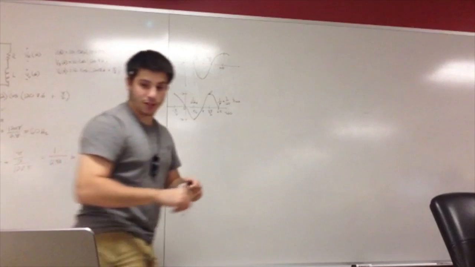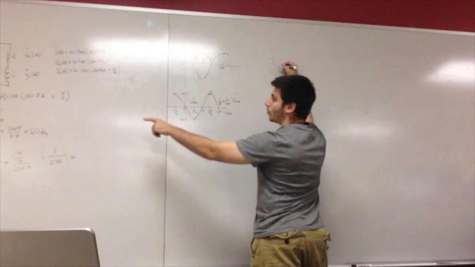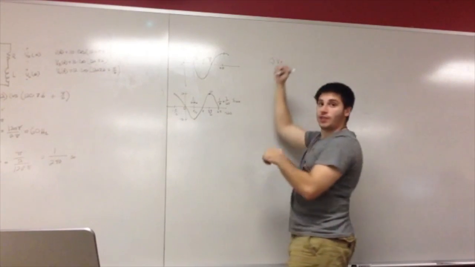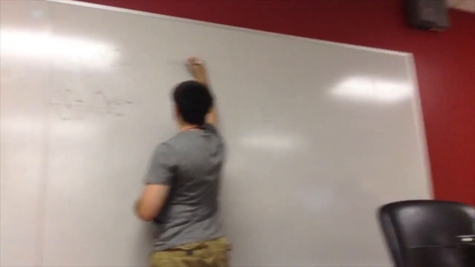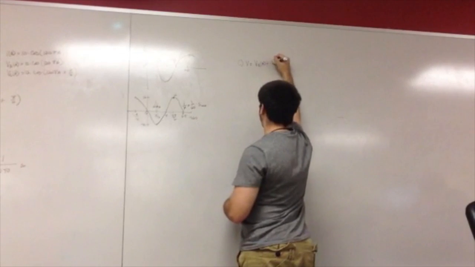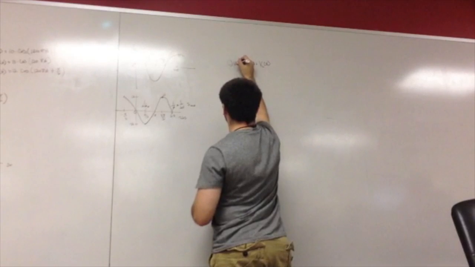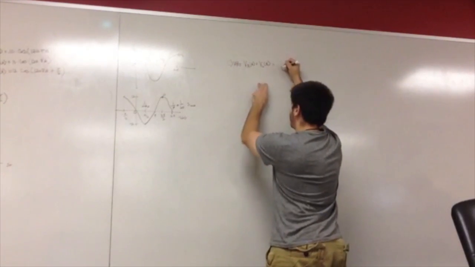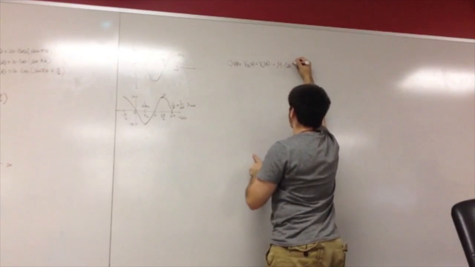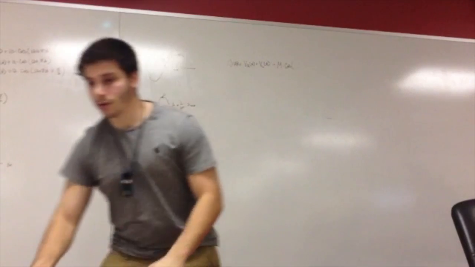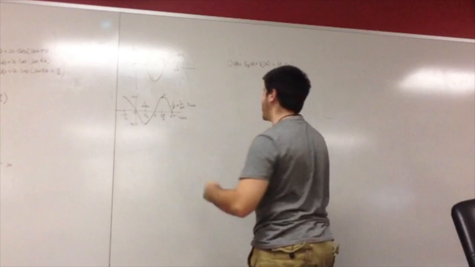Alright, so part C is pretty much adding. We want to find V, which is the combination of V sub R plus V sub L. So V sub R of t plus V sub L of t is V of t. But we want it in the form of M, our magnitude, times cosine of our frequency term plus our phase angle.